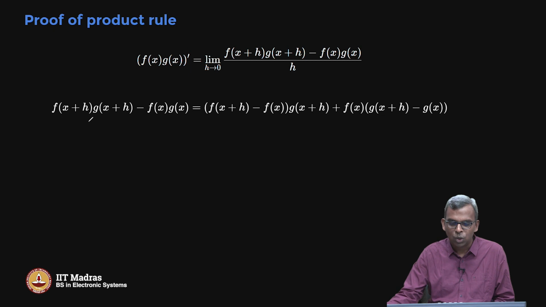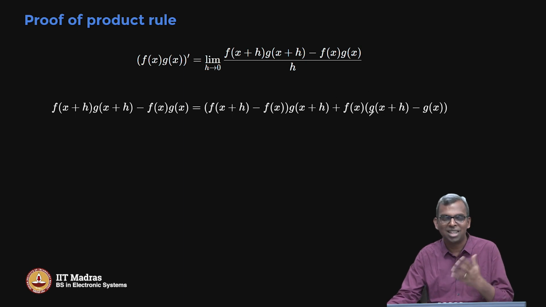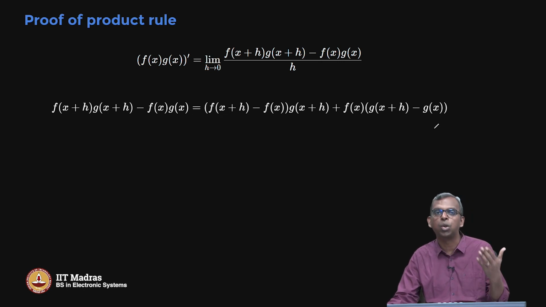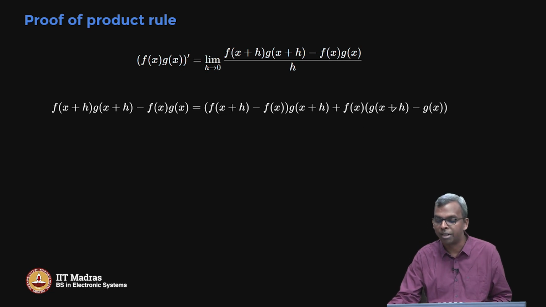Okay, so you take f of x plus h, g of x plus h minus f of x, g of x, and notice what I've done here. I've subtracted something, minus f of x, g of x plus h, and then added it back again. Okay, nothing has changed, right? But here immediately you see I have this wonderful little f of x plus h minus f of x times g of x plus h, plus f of x times g of x plus h minus g of x. Now this is starting to look like a derivative for f and a derivative for g.